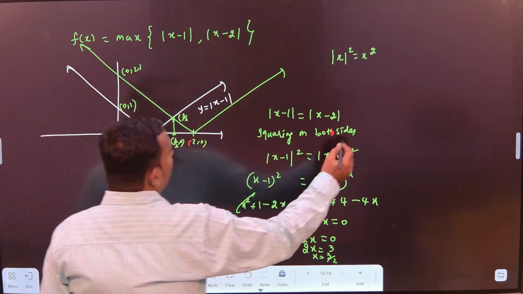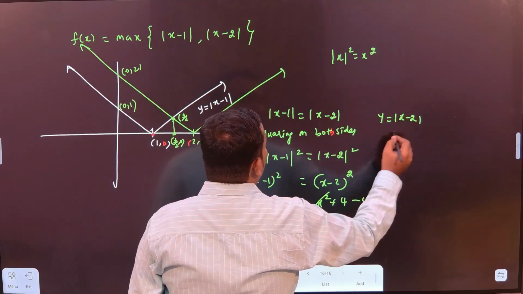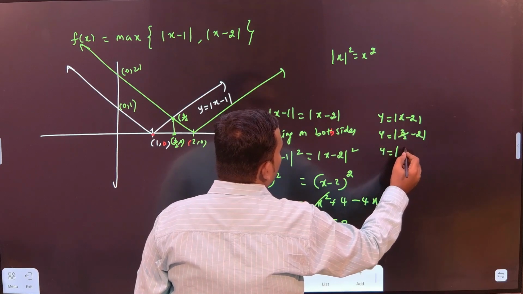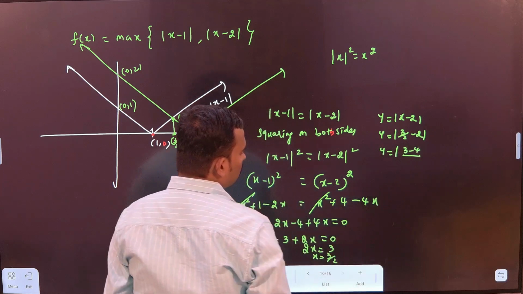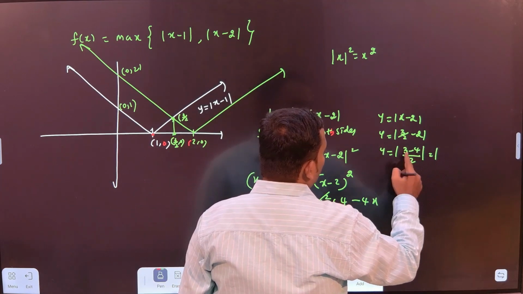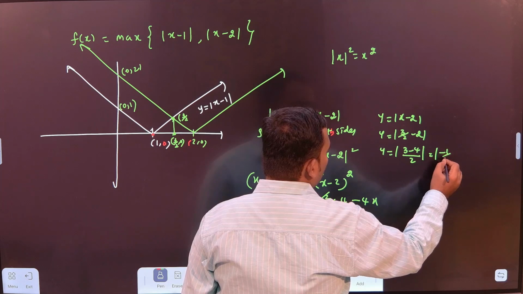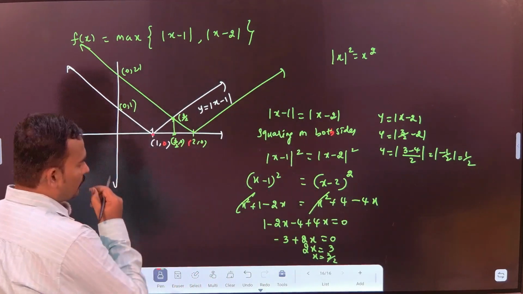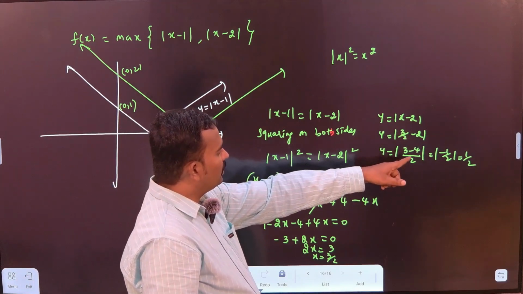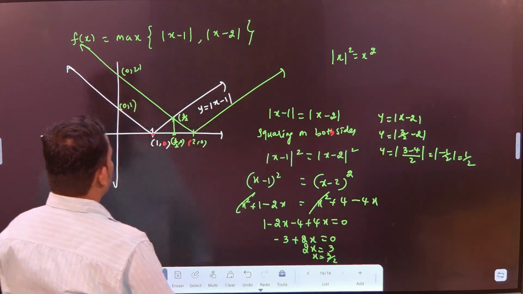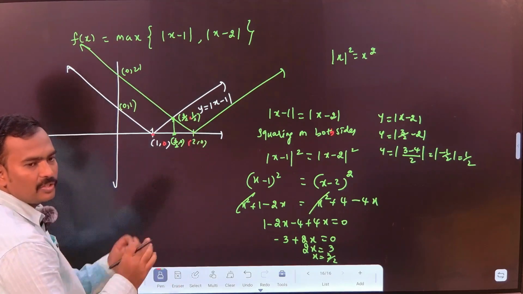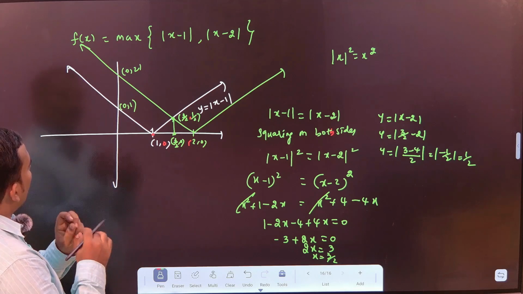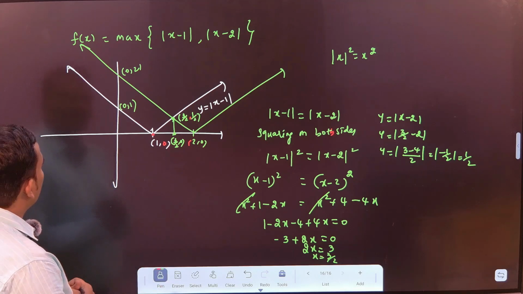If you take y here as mod x minus 2, so y is equal to, if I put 3 by 2 minus 2, what is that? 3 minus 4 by 2, this is minus 1 by 2, which is the same as 1 by 2, right? Correct? You check here, 3 by 2, 3 minus 4 is minus 1 by 2. Yes, correct, 1 by 2. This is your point of intersection of these two curves. You can see, student, it's the maximum of these two functions you have to take here, right?